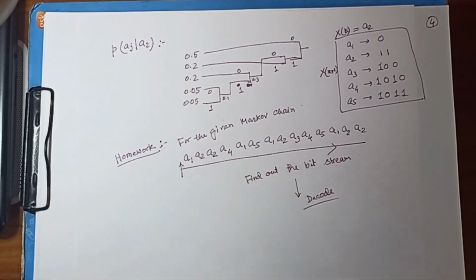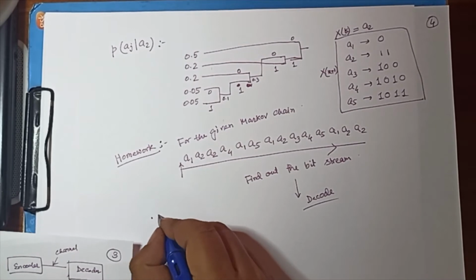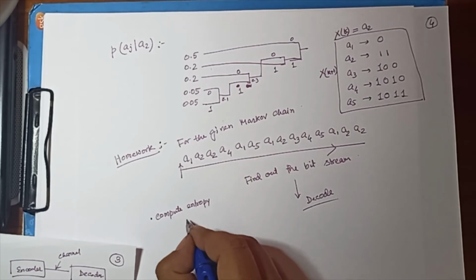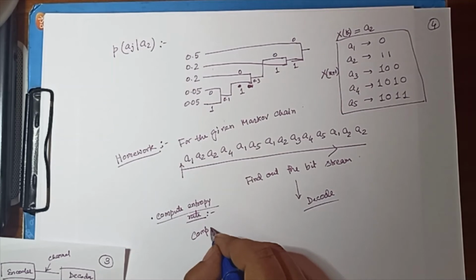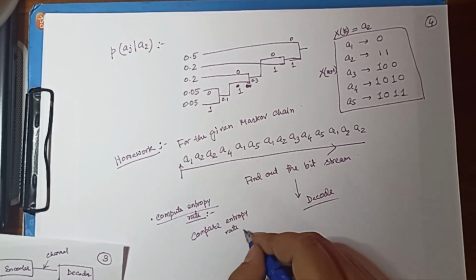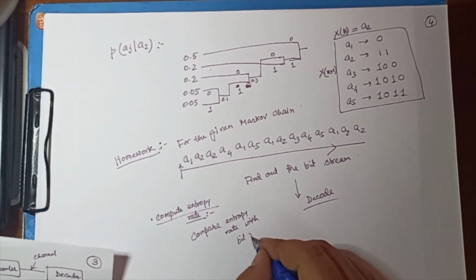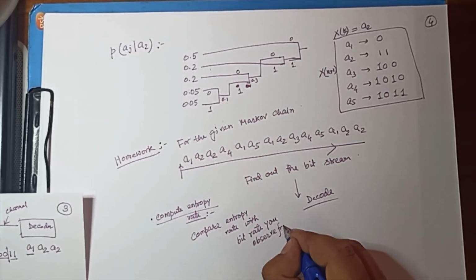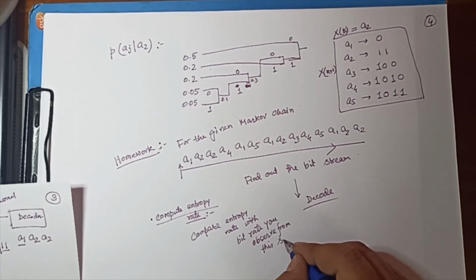Okay, in this Markov example, do another thing. For this Markov chain, compute the entropy rate. What is entropy rate? I have taught that already. Find out the entropy rate and compare it with the bit rate, the experimental bit rate you observe from this sequence. Like a small homework.